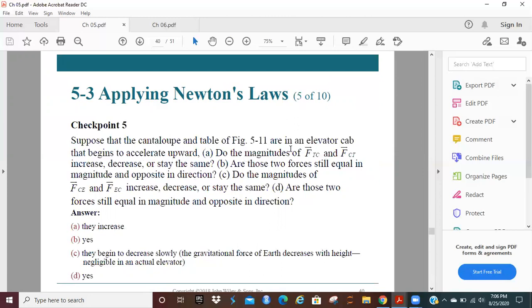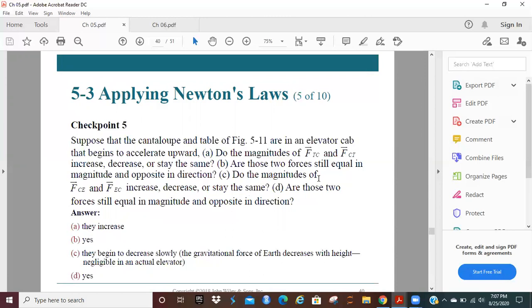And the reason is that the table is having to push harder on the cantaloupe, and in return, the cantaloupe will start pushing on the table. Both of those will increase. Now, it doesn't necessarily mean that the cantaloupe's going anywhere, but it does mean that the magnitude of those forces are going to increase. Are those two forces still equal in magnitude and opposite in direction? Yeah, and they are.